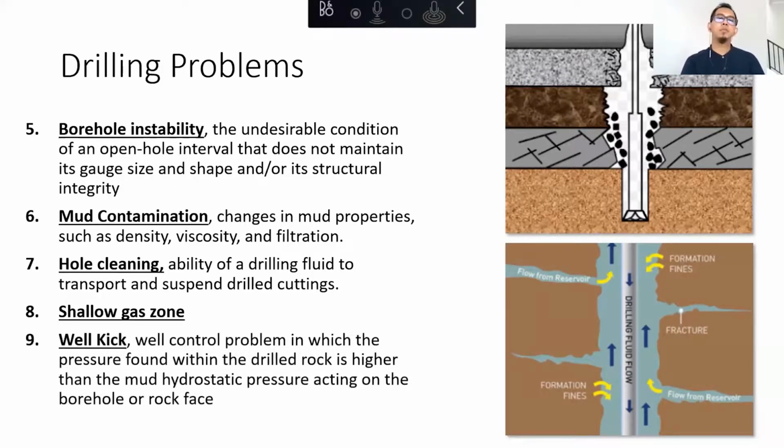The other drilling problem is the well kick. It's a well control problem in which the pressure found within the drilled rock is higher than the mud hydrostatic pressure, or the bottom hole pressure acting on the borehole. Basically, the kick happens because the formation pressure is higher than the bottom hole pressure that you prepared when drilling.